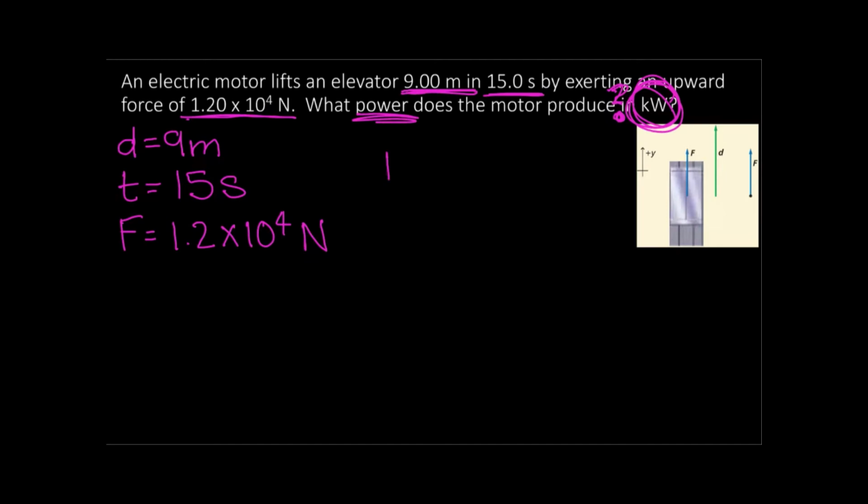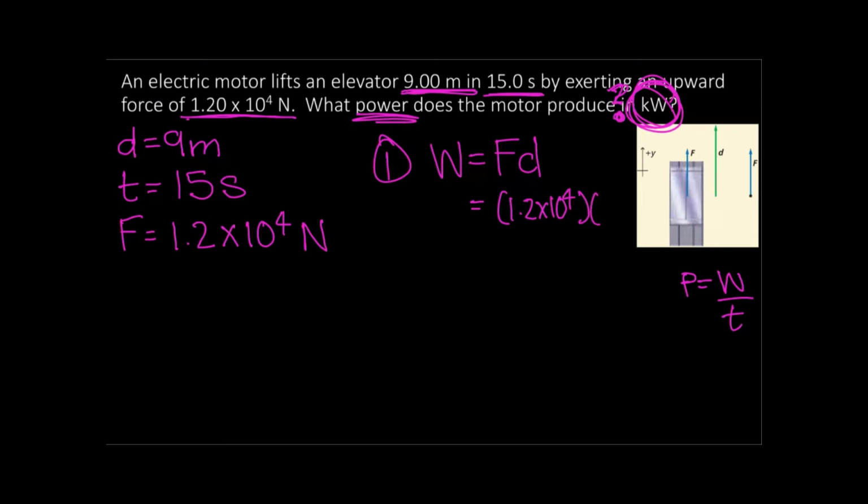Okay. So our first step is work is equal to force times distance. And we have to find the work because our power formula, remember, is work divided by time, and we don't have any work yet. So we've got to do our work and then we can do our power. Okay. So we have our force and we have our distance. So we can do 1.2 times 10 to the fourth times 9.